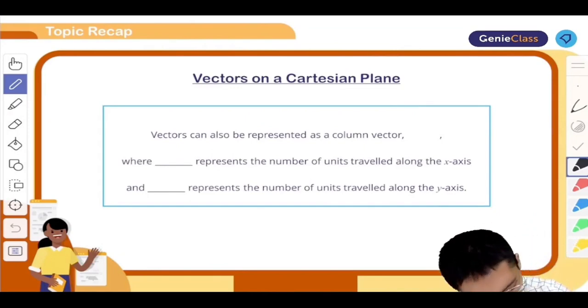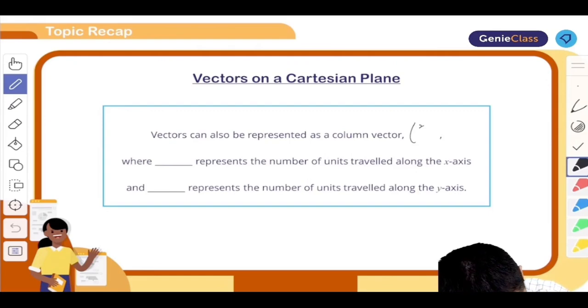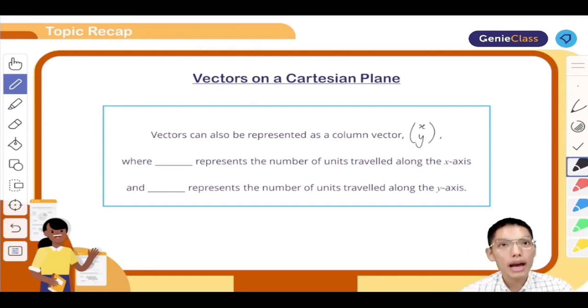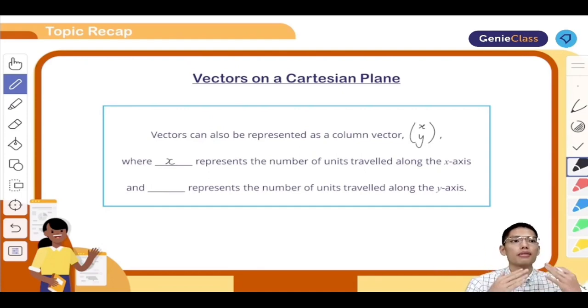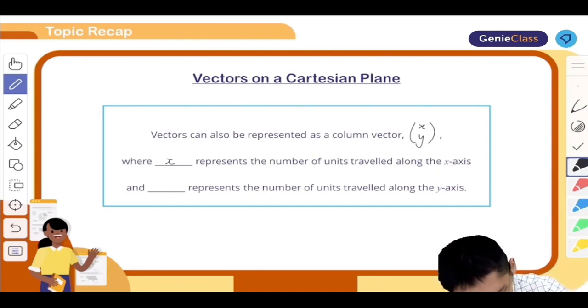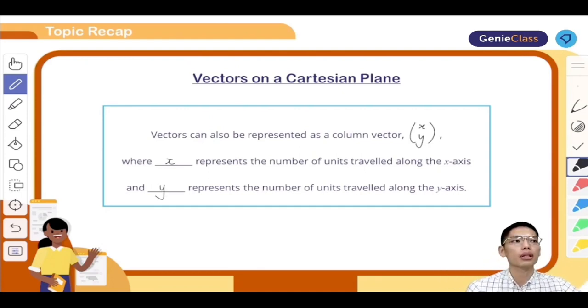Okay, so we usually represent it as a column vector x and y, where x is the number of units we travel along the x-axis and y is the number of units we travel along the y-axis. Now, this is known as the vector. How do we know how long it is?